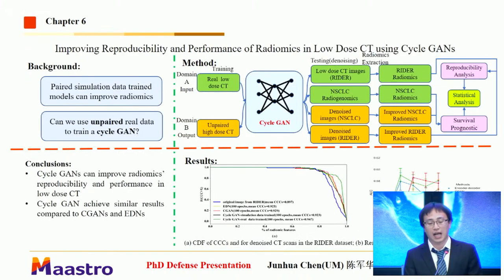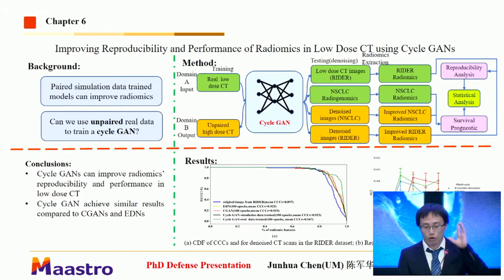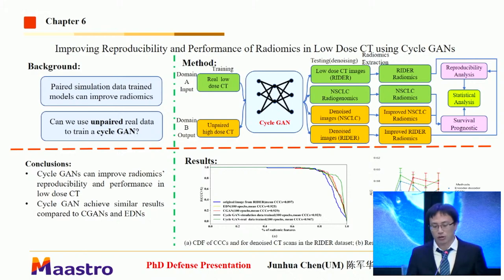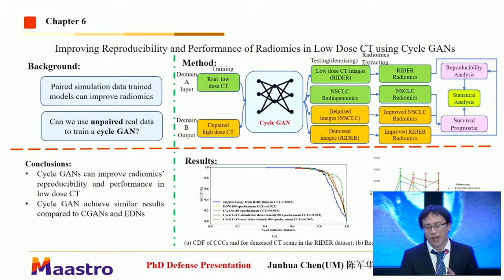To investigate the possibility of using unpaired real low-dose CT datasets to establish a network and using the trained model to enhance radiomic reproducibility and performance, CycleGAN is adopted as a testing model in chapter 6. As shown in the methods section, CycleGAN is trained based on an unpaired real dataset and a paired simulated dataset for comparison with the previously mentioned encoder-decoder network and conditional GAN. The trained model is applied to low-dose CT images to test the improvement of radiomics. The result about the improvement of radiomics reproducibility and performance in pretreatment and survival prediction tasks is shown as follows. The result shows that CycleGAN trained on both simulated and real data can improve radiomics reproducibility and performance in low-dose CTs, and it achieved a similar result compared with the simulation data trained conditional GAN and encoder-decoder network.